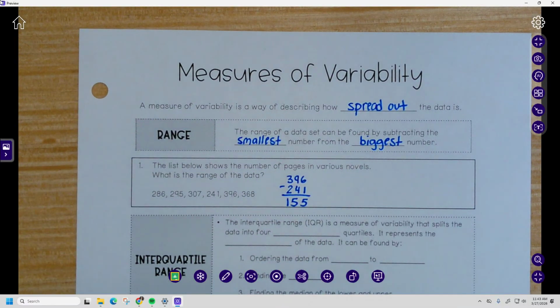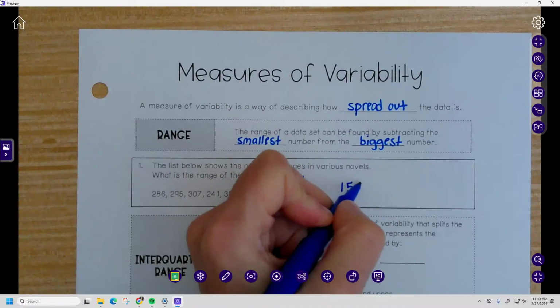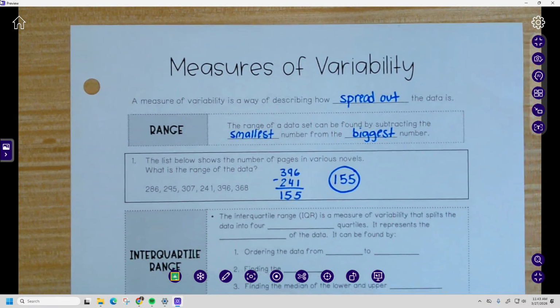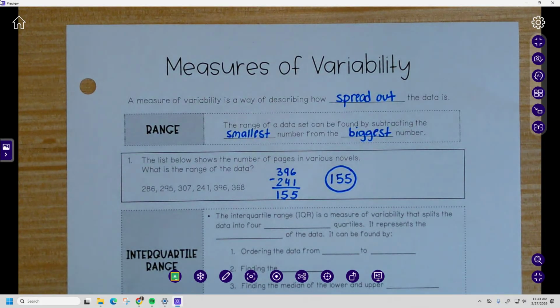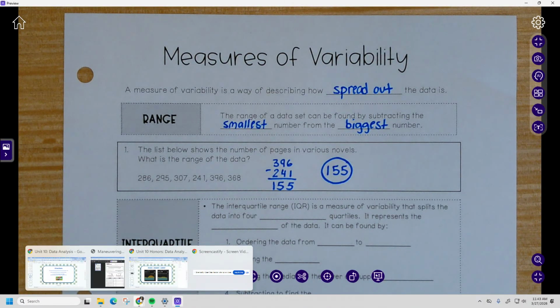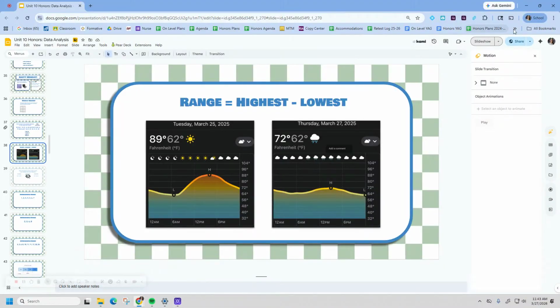And there you go. The range was 155. That's the difference. So, pretty simple. All right, this is where it gets a little bit more complicated. We're going to add some more steps here. So let me show you how to find interquartile range.